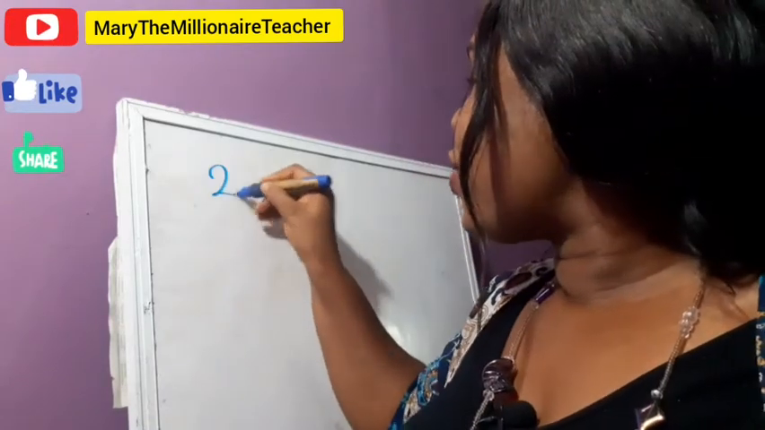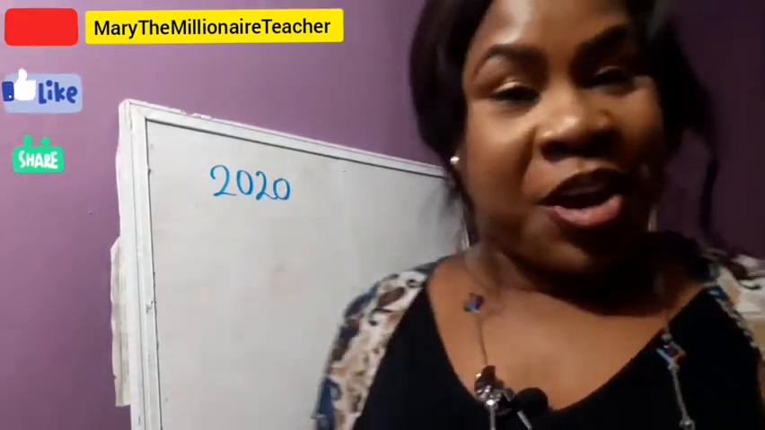Yes, we're back. So now 2020 is a leap year. And how do we know a leap year? A leap year is a year that has 29 days in the month of February. So this year 2020 has 29 days in the month of February, and so 2020 is a leap year.